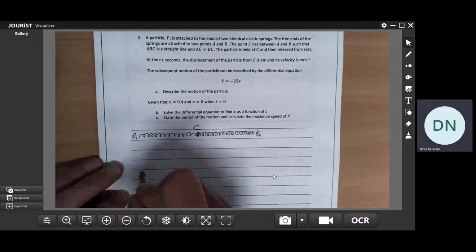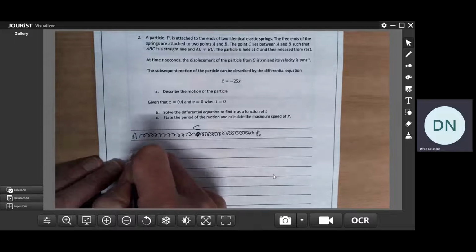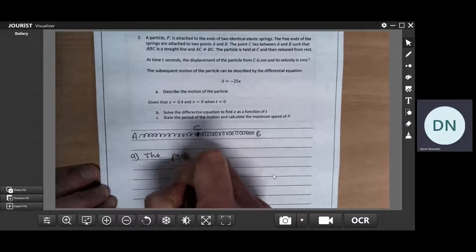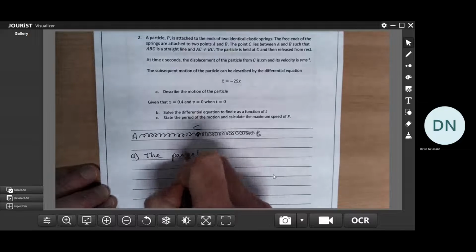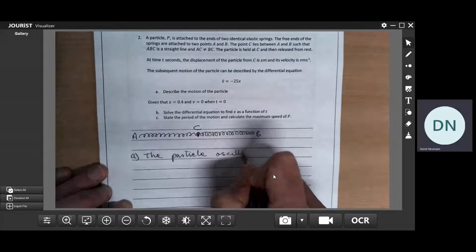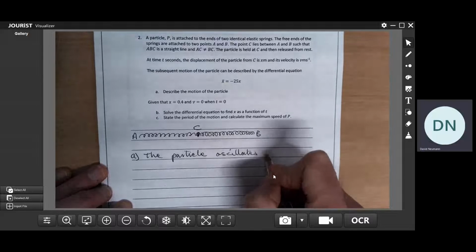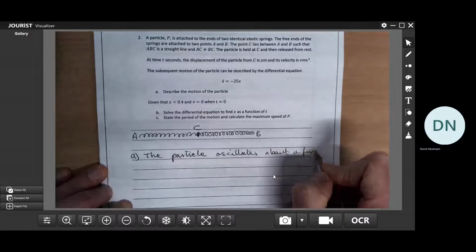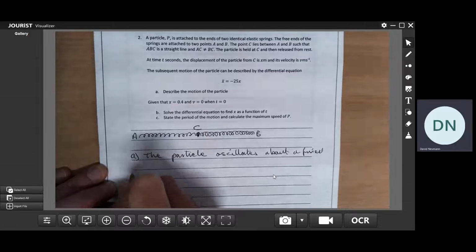So part A, describe the motion of the particle. We're going to say the particle oscillates about a fixed point.